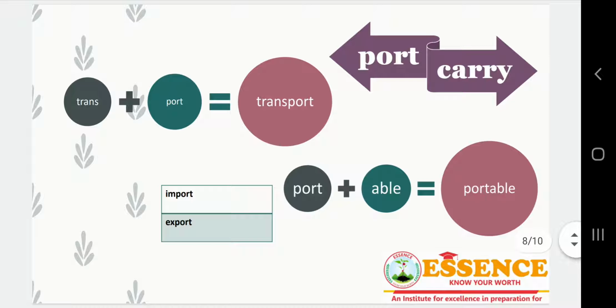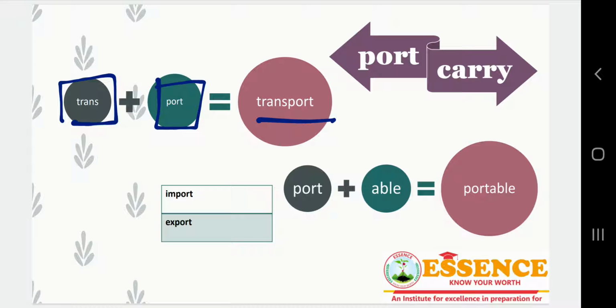Next, we have the word port. What does port mean? Port means to carry, to take a thing from one place to another by carrying it. So, very frequently we see the word trans plus port, we get transport. What does transport do? Trans is going from one place to another, and port is carrying. So, carrying a thing from one place to another is called transport.